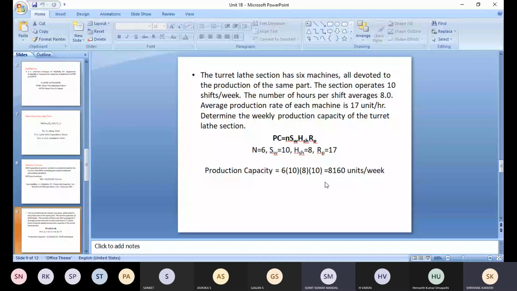Explain the different types of productions. So I told you already: the job shop production, the mass production, and batch production. These are the 3 different types of productions, and you can explain them.